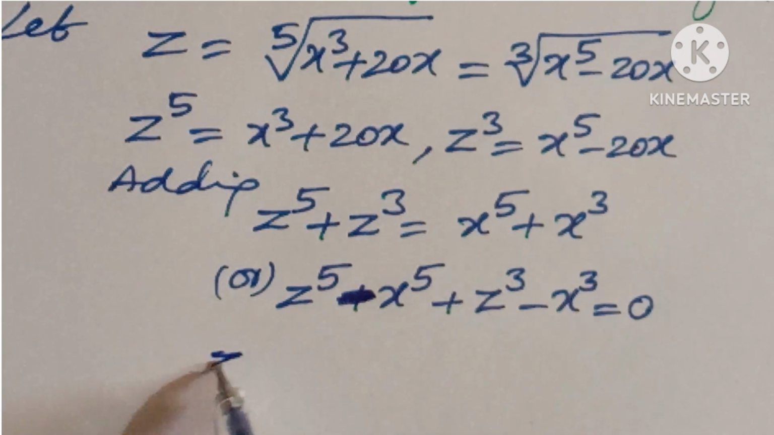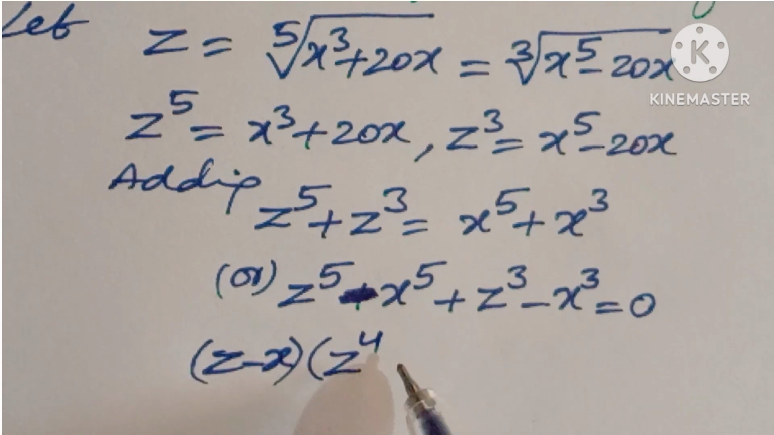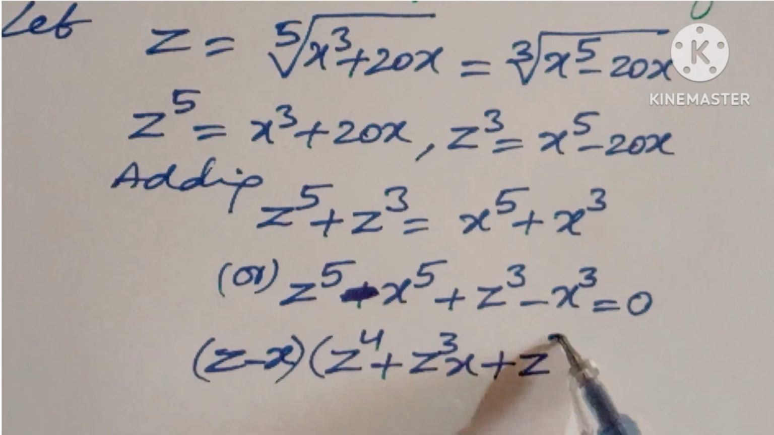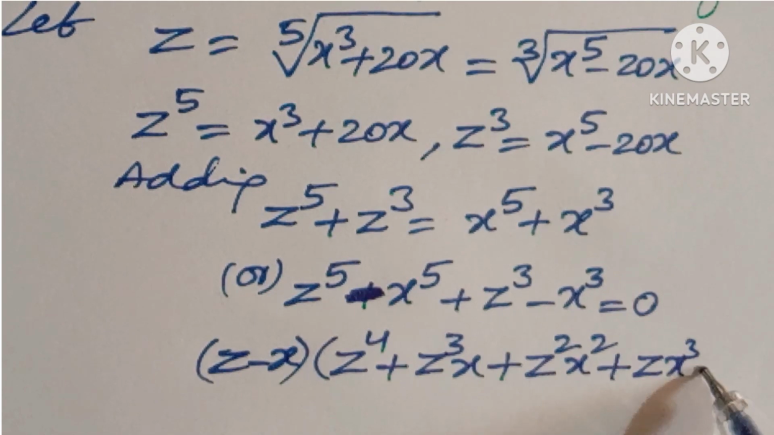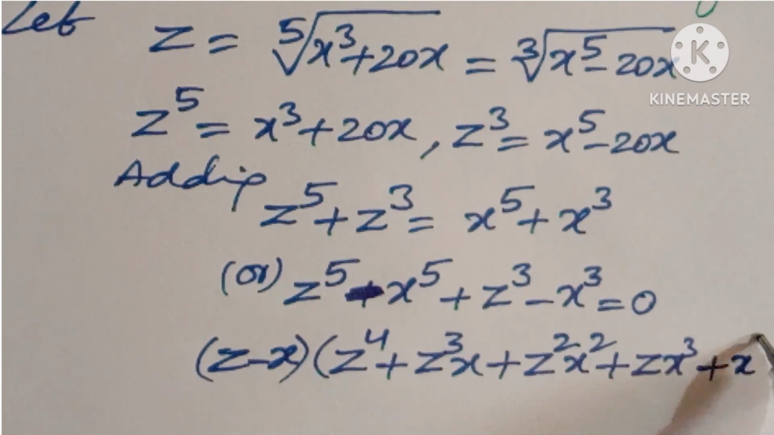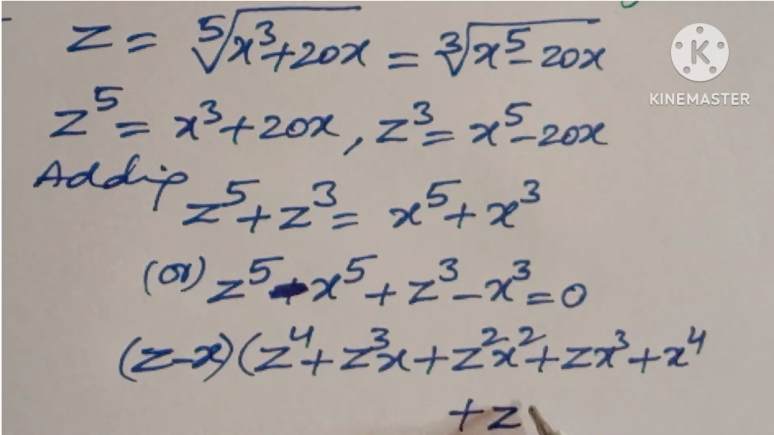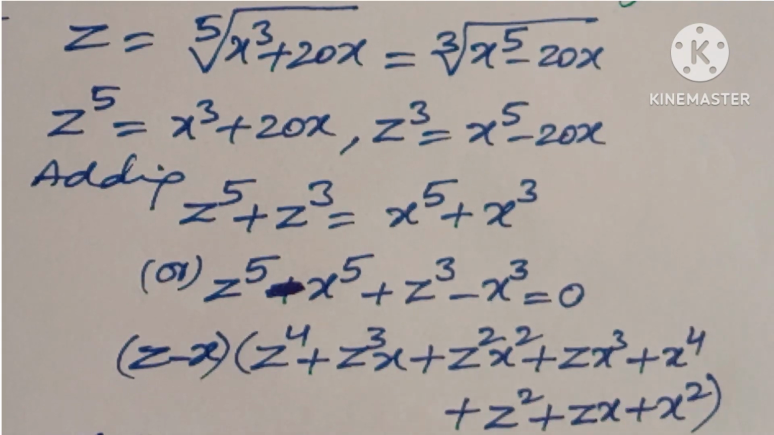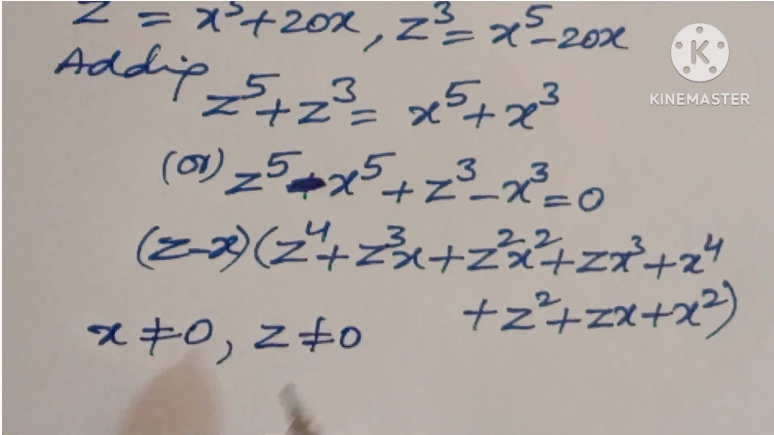So here you can take the factors: z minus x into z to the power 4 plus z cubed x plus z squared x squared plus z x cubed plus x to the power of 4, plus z squared plus z x plus x squared. Here we already know that x is not equal to 0 and z is also not equal to 0.